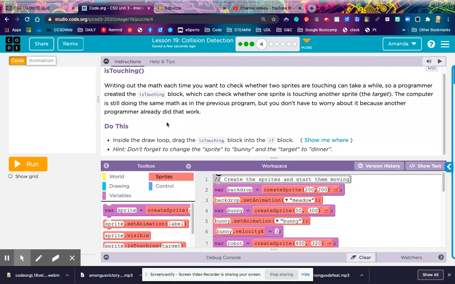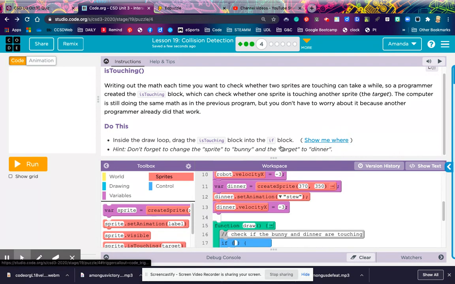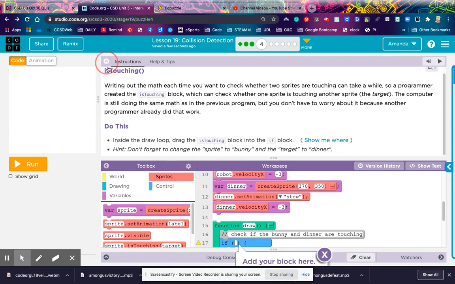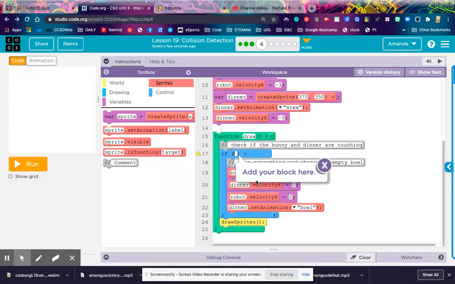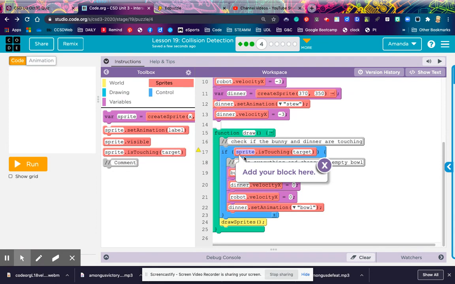Do this. Inside the draw loop, drag the is touching block into the if block. Hint, don't forget to change the sprite to bunny and the target to dinner. All right, show me where. Sprite to bunny, target to dinner. Add your block here. So that's the is touching. So bunny is touching the target, which is dinner. Okay, it's bunny touching dinner.